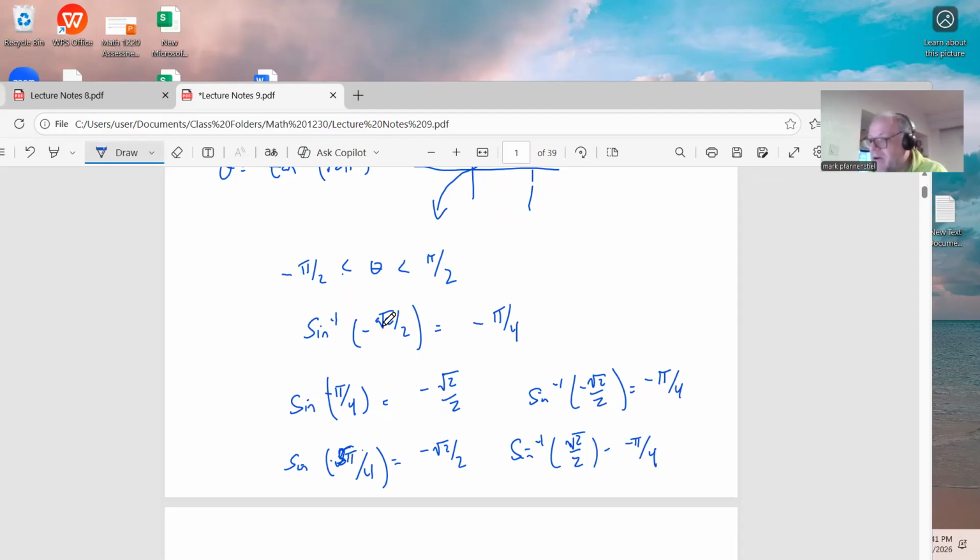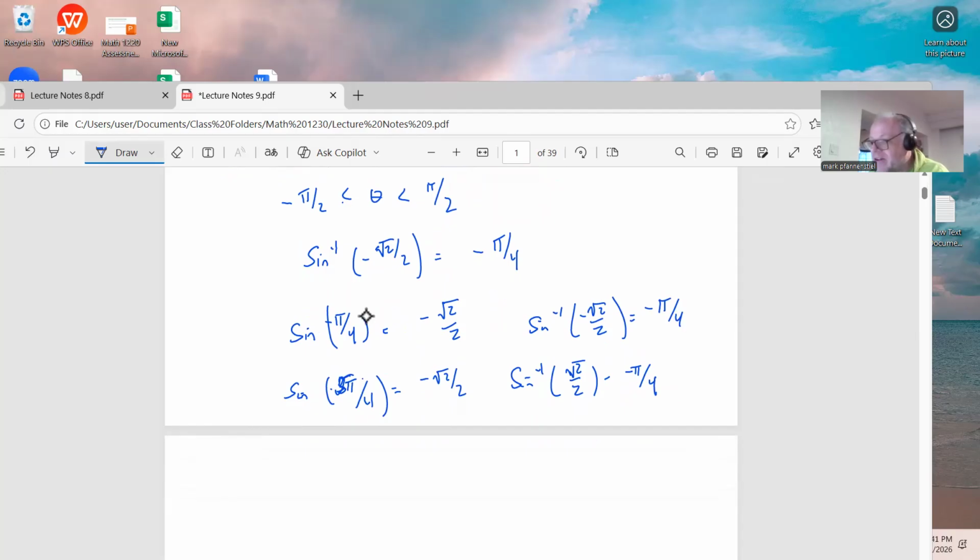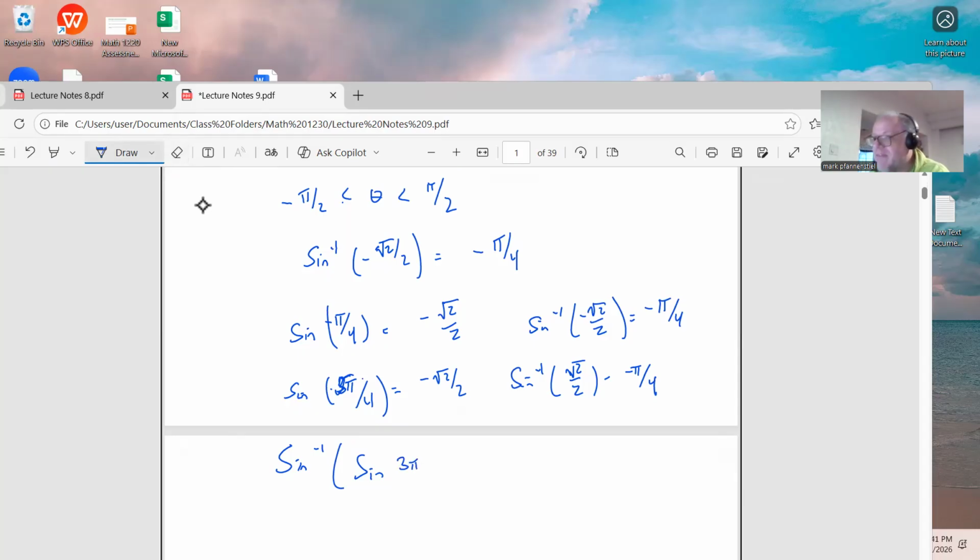So I want us to be really cognizant of this. Let me go ahead and redo this again. I'm going to ask you for the inverse sine of the sine of 5 pi over 4.